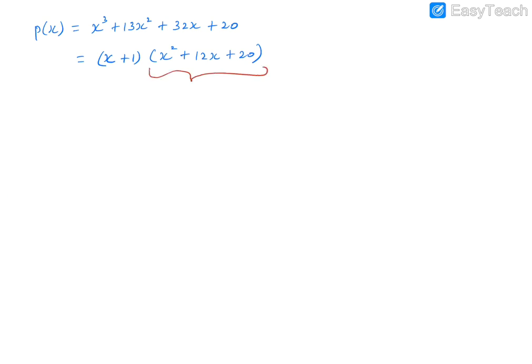So we have this term which we are going to factorize further. We will write x squared plus 12x plus 20. So we need to split the middle term 12x such that the two numbers give us a product of 20, because 1 into 20 is 20 and the sum is 12. So we need two numbers whose product is plus 20 and the sum is 12.